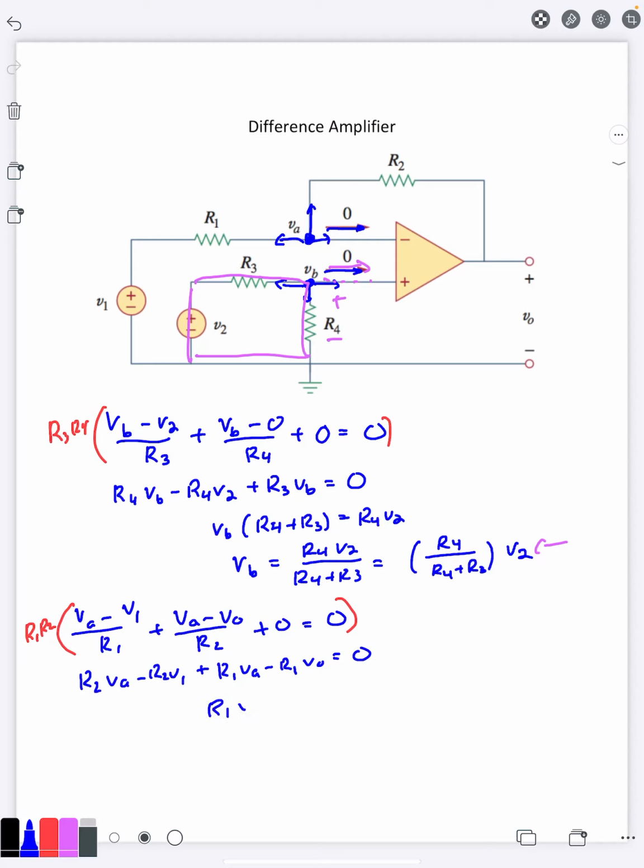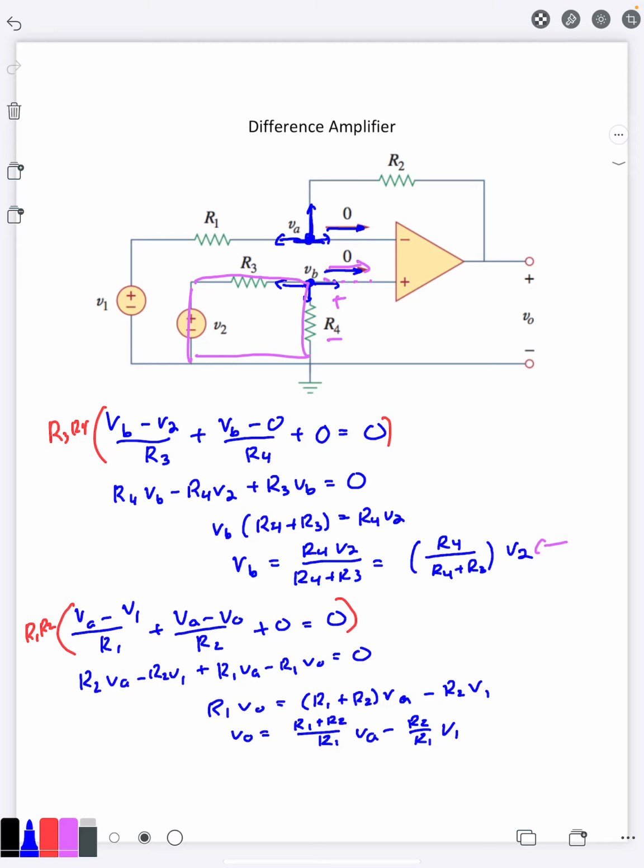I'll go ahead and move the V0 by itself, and then the other side looks like I'd have R1 plus R2 times VA minus R2 V1. And so if I solve for V0 here, R1 plus R2 over R1 VA minus R2 over R1 V1. And we're almost done. This did solve for V0, but it solved for V0 in terms of VA, which is a value we don't really know.